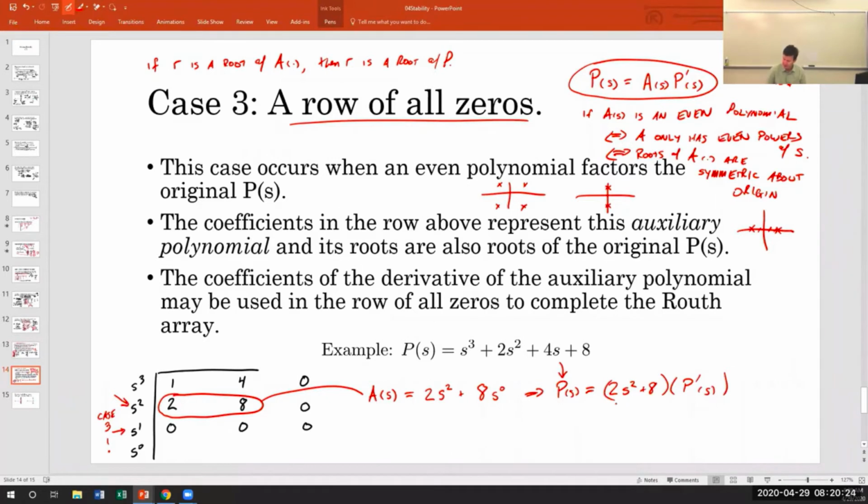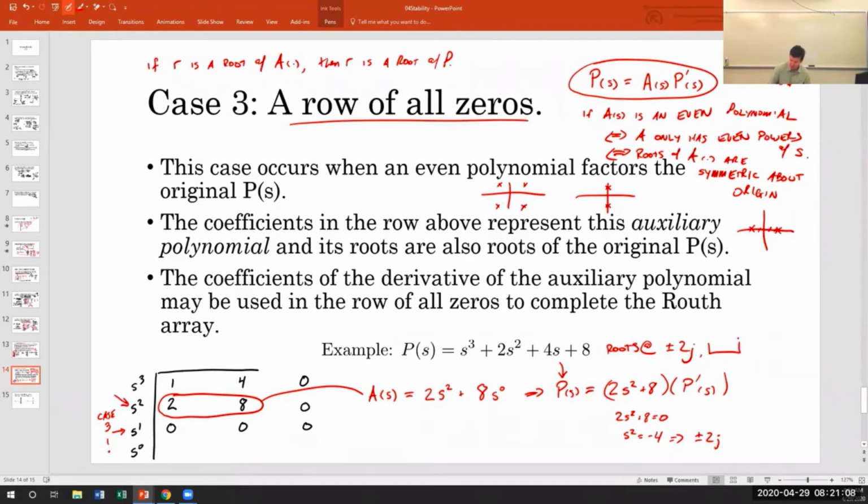So we now know that if we can get the roots of A down here, we have 2 of the roots of P. So this thing factors: 2s squared plus 8 equals 0. So that's s squared equals -4. And that means the roots are plus or minus 2j. Since P was third order, we know 2 of the roots, and 1 is still missing.